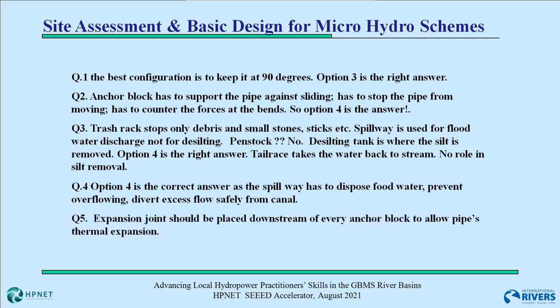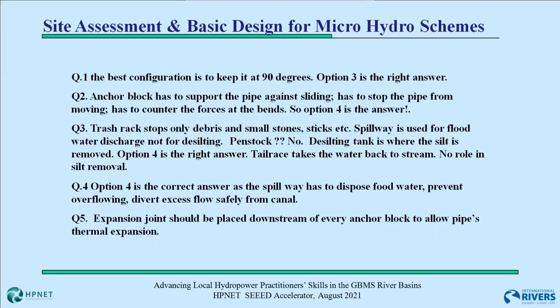The fourth answer is option 4, as the spillway has to dispose flood water, prevent overflowing, and divert excess flow safely from canal, all of that. And the last answer is the expansion joint should be placed downstream of every anchor block to allow pipe's thermal expansion.